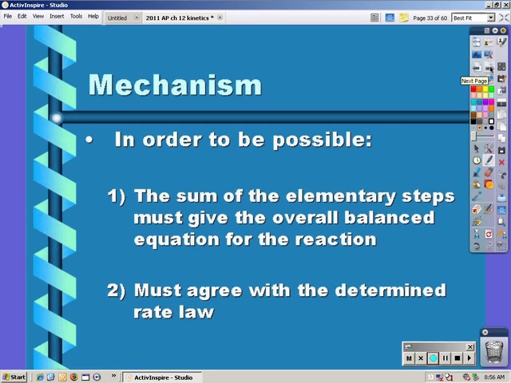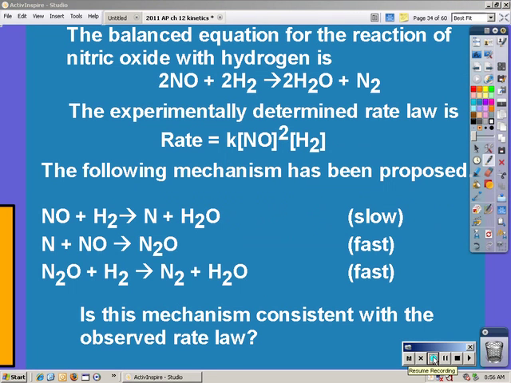In order for a mechanism to be possible, the sum of the elementary steps must give the overall balanced equation for the reaction, and it must agree with the determined rate law. If one of these does not fit, then it's not possible. All right, so they gave us the equation, they gave us the determined or experimental rate law, and here's a possible mechanism. They want to know, is it consistent?